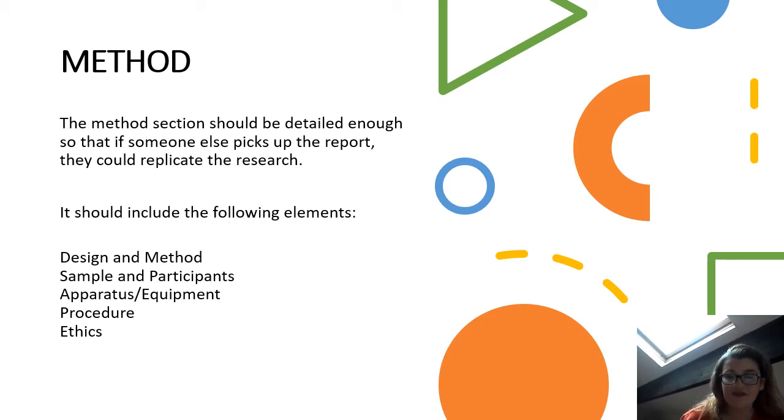The official scientific term would be apparatus. So are you using questionnaires? Are you using any computer equipment? Are you using any scanning machines? Say if you're looking at an area in biopsychology.